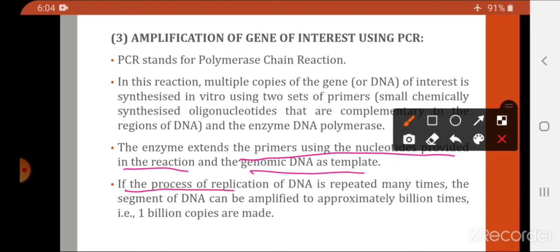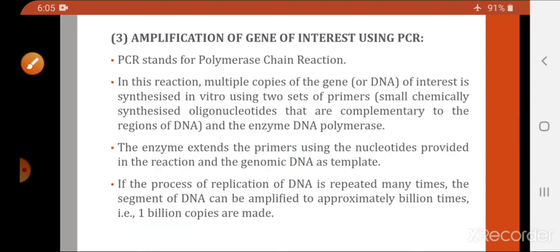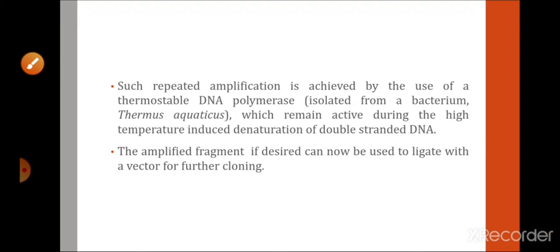If the process of replication is repeated many times, the segment of the DNA can be amplified to approximately billion times, that is 1 billion copies are made. So अगर ये process जो replication का है उसे हम repeat करते हैं many times, then a segment of the DNA can be amplified approximately to billion times. यानी एक DNA के हम 1 billion copies बना सकते हैं through the process of polymerase chain reaction.